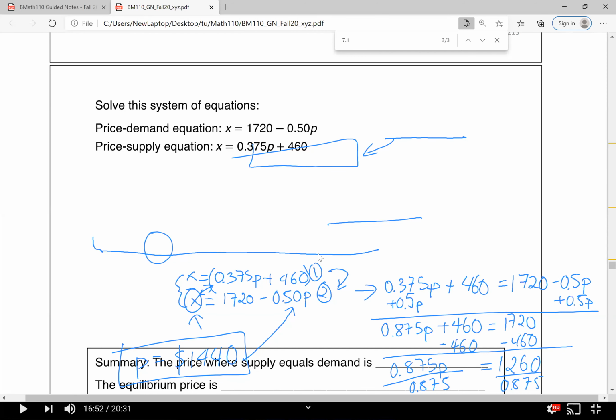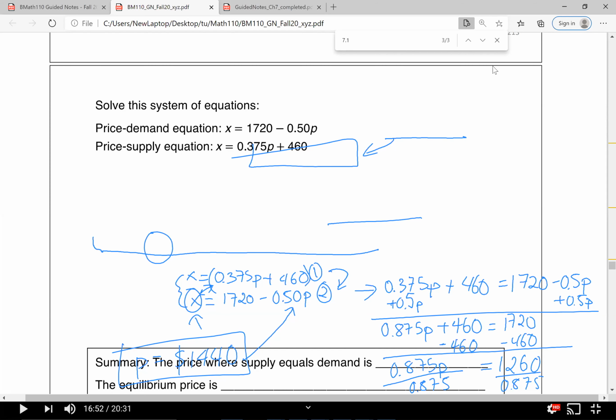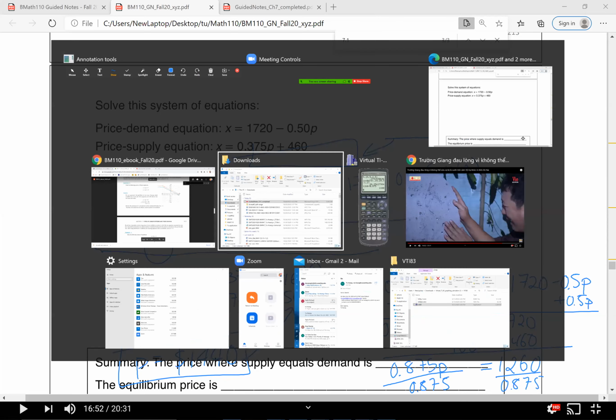Okay, so actually in this one they also ask us for the demand and supply, so you also need to find x. So let's say x equals 1720 minus 0.5 p, where p now becomes 1440. So that's going to be equal to, use your calculator.